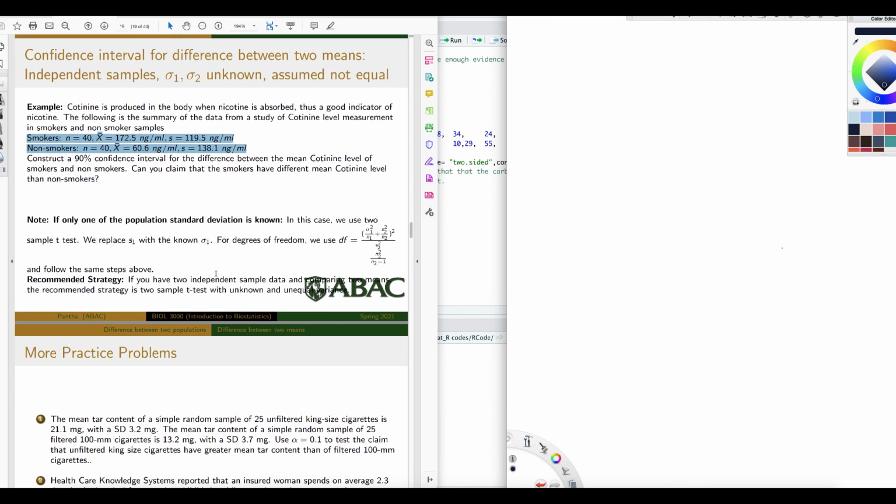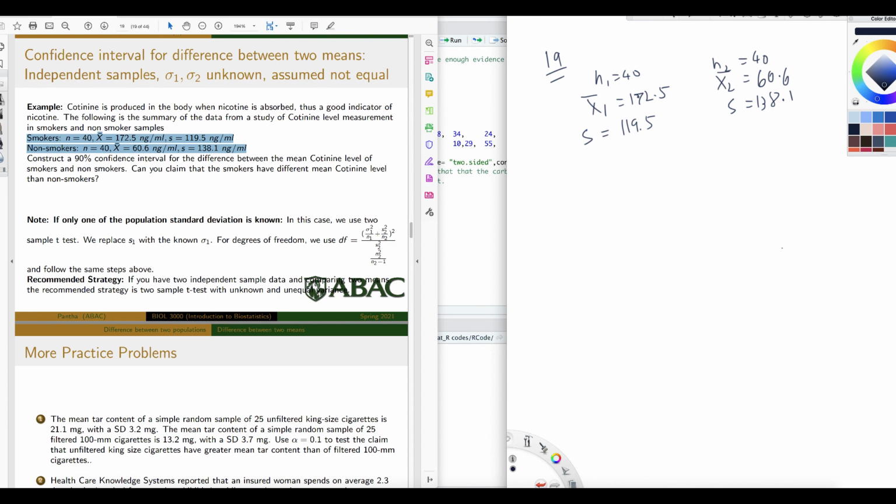Okay, so this is from slide number 19. So slide 19, what are given? N is given. So N1 is 40, right? N2 is also 40. X1 bar is 172.5, and then X2 bar is equal to 60.6, right? And what is S? Sample standard deviation S1 is 119.5, and then S2 here is 138.1. Okay, so this is what is given.